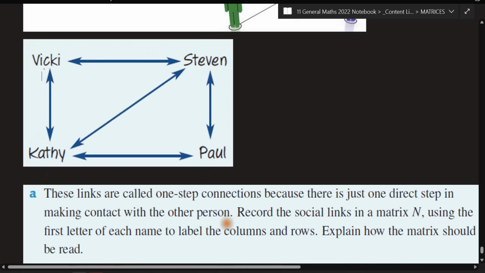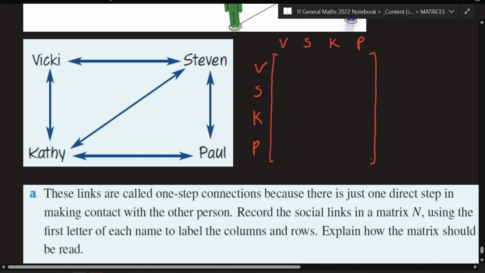Whenever you're working with these sort of questions, it's always going to be some sort of square matrix. So let's go and write them down. I'll just use the first letter: Vicky, Stephen, Kathy, Paul. Give yourself space to do it. So Vicky, Stephen, Kathy, and Paul. And then from there, we write down the connections.